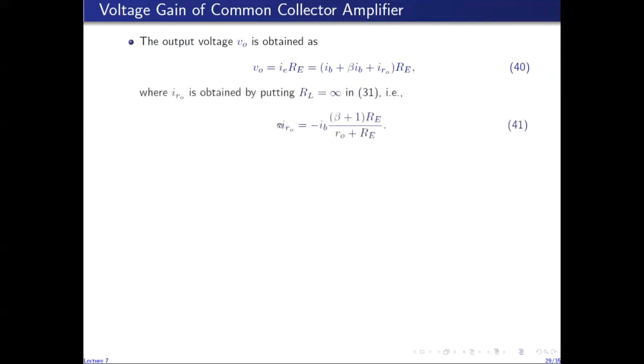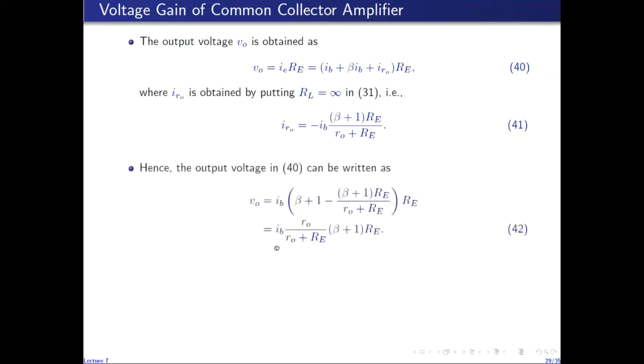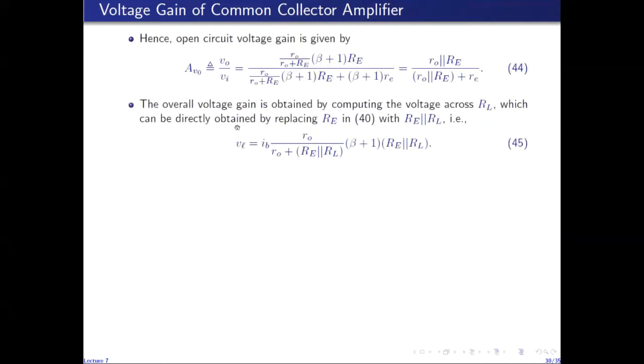So instead of using this reduced expression for IR naught, use the full expression for IR naught, because you don't have to put this constraint anymore, because now you've connected the load resistor back into the circuit. So use the full expression for IR naught derived in 31, and you will get an expression which looks like this, but will have RE in parallel with RL instead of RE. So you will get exactly this expression.